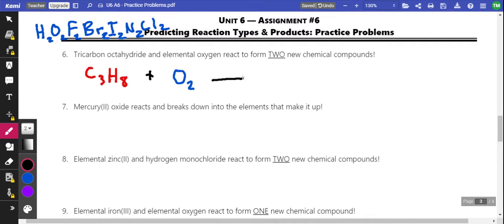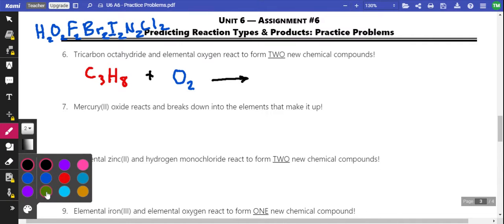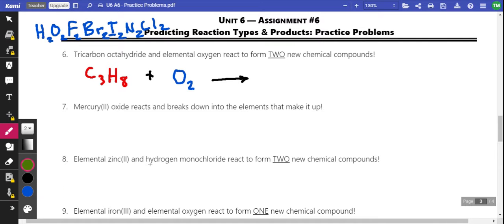All right, so just based on these reactants, I should be able to figure out what reaction type this is. Well, it kind of looks like a single replacement because I've got carbon and hydrogen hanging out together. I've got this elemental oxygen, so I'm putting together a compound with an element. But this is a little more specific. I have carbons and hydrogens reacting with O2. This is a combustion reaction. I'm going to be burning this stuff.